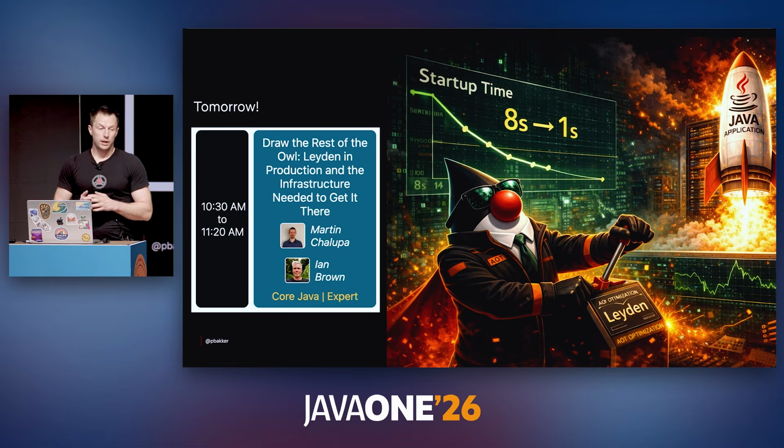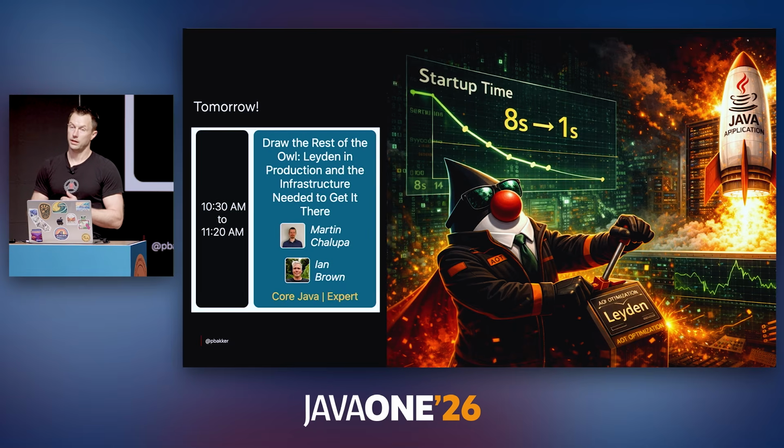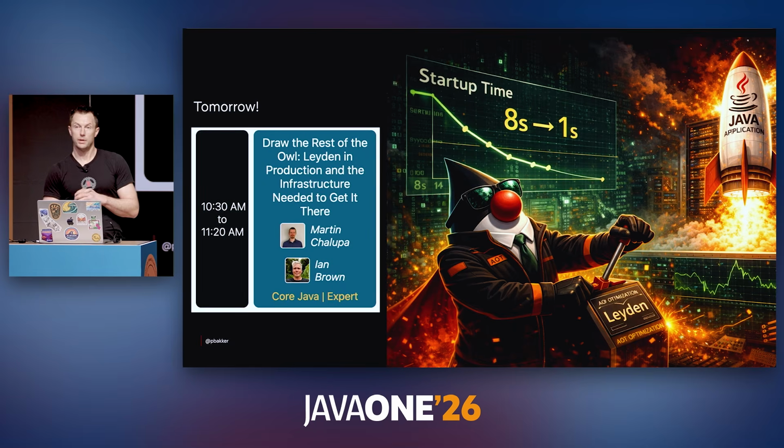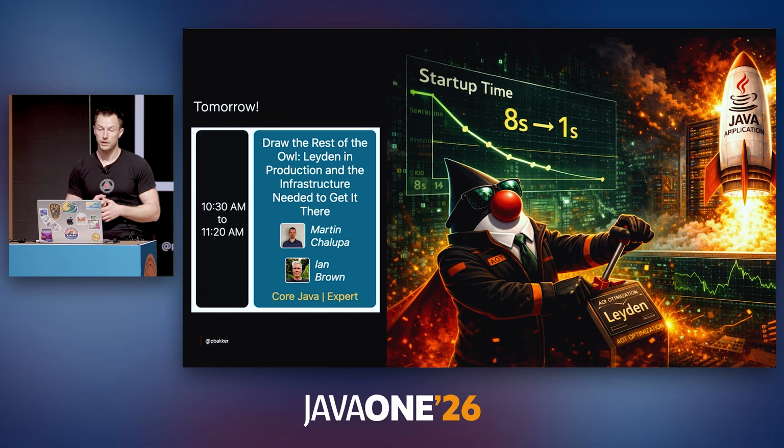And there's one more JDK feature that we're super excited about, and that is Leyden. This is about AOT, and I'm not going to talk about that, because tomorrow Martine and Ian, two of my co-workers, have a whole talk about how we are adopting this and what the infrastructure is that we've built around adopting this feature. So definitely come to their talk tomorrow, and they will tell you all about it.